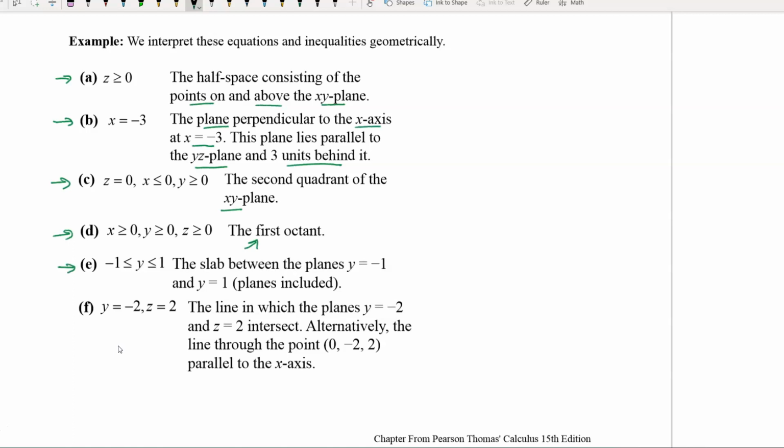Part E, y is between -1 and +1 inclusive. So this is the slab between the planes y equal to -1 and y equal to +1, and the planes are included. Finally, y equal to -2 and z equal to +2. This is the line in which the planes y equal to -2 and z equal to +2 intersect. And the line through the point 0, -2, +2 is parallel to the x-axis.